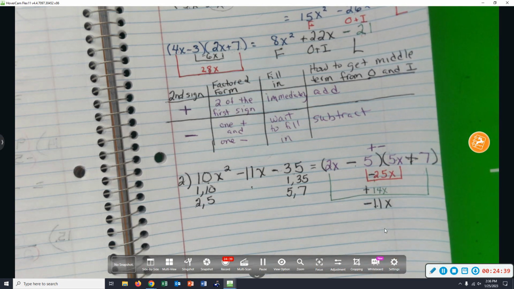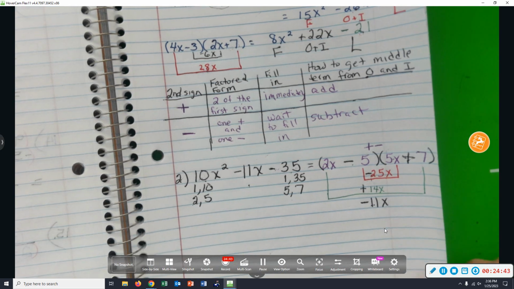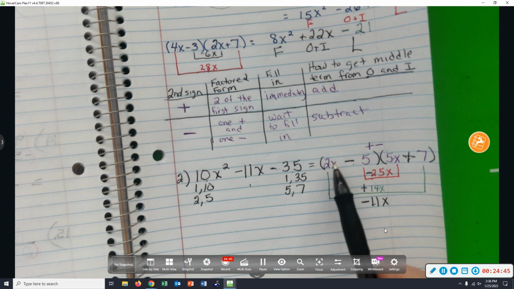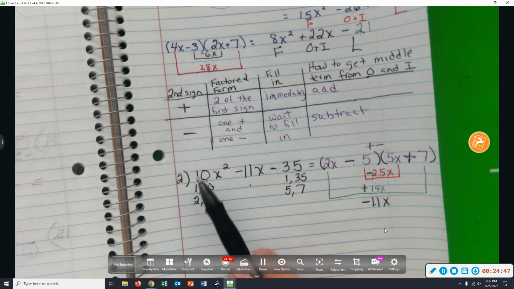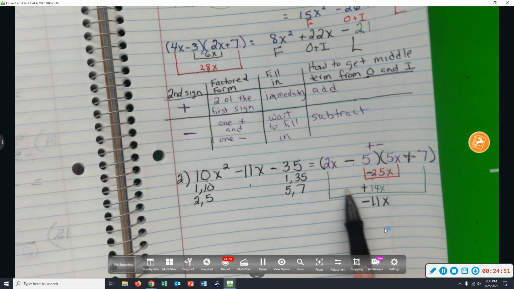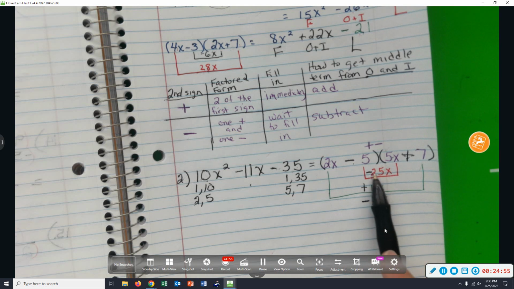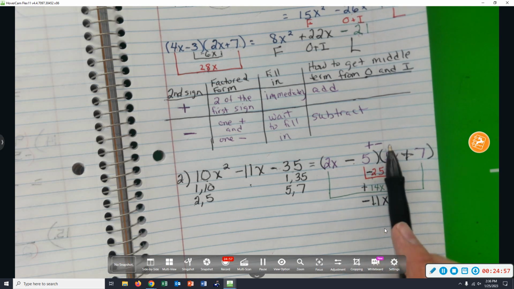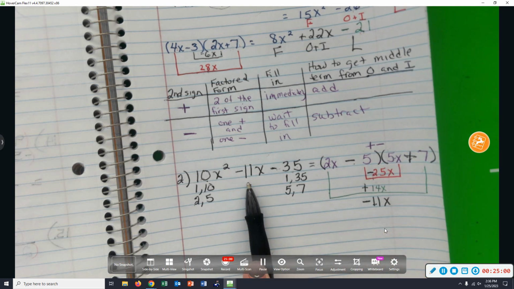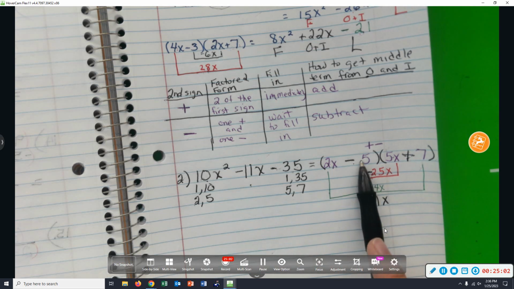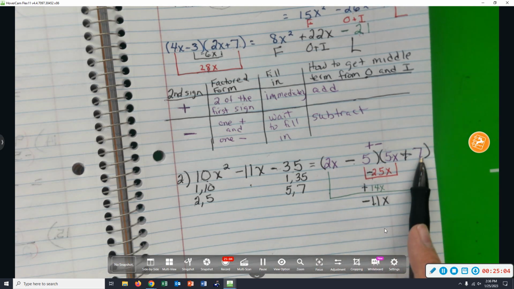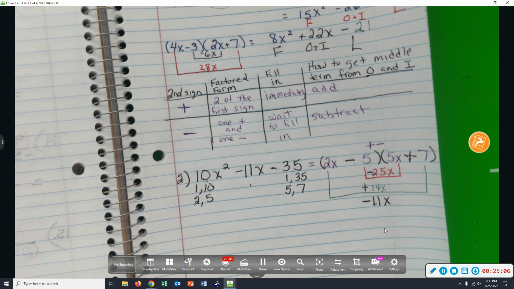Now, can I check this other than just typing it into Pearson and getting an answer? Well, yeah. I'd FOIL it out. I'd have a 10x squared. That's the first term. Outer is a 14x, inner minus 25. 14 minus 25 gives me the minus 11. And then negative 5 times a positive 7, negative 35.